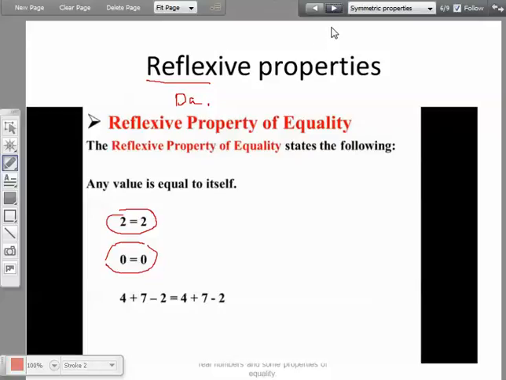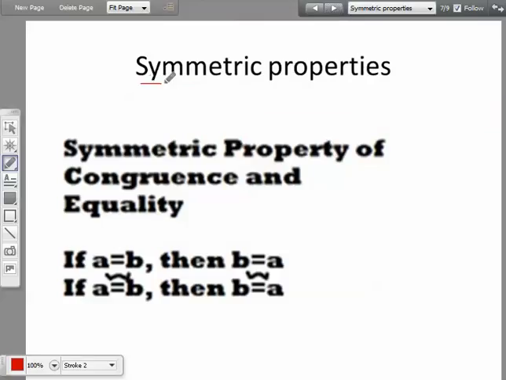Okay? There's another one that we call the symmetric property. Symmetric means that when you divide something in half, it's equal on both sides. Well, in this particular situation, the symmetric property means that if you start off with AB, then BA will also be true. So if A is equal to B, then B is equal to A. It just means that we switch the order.